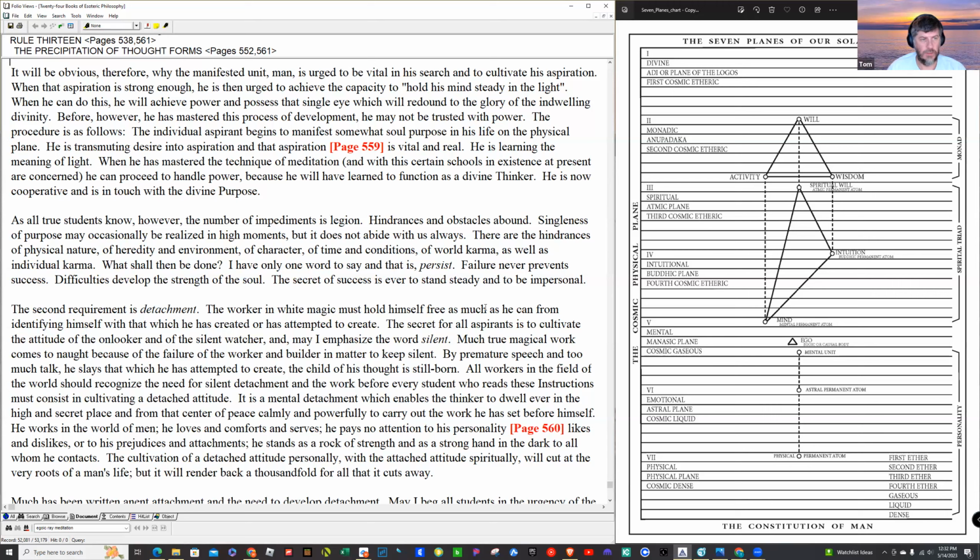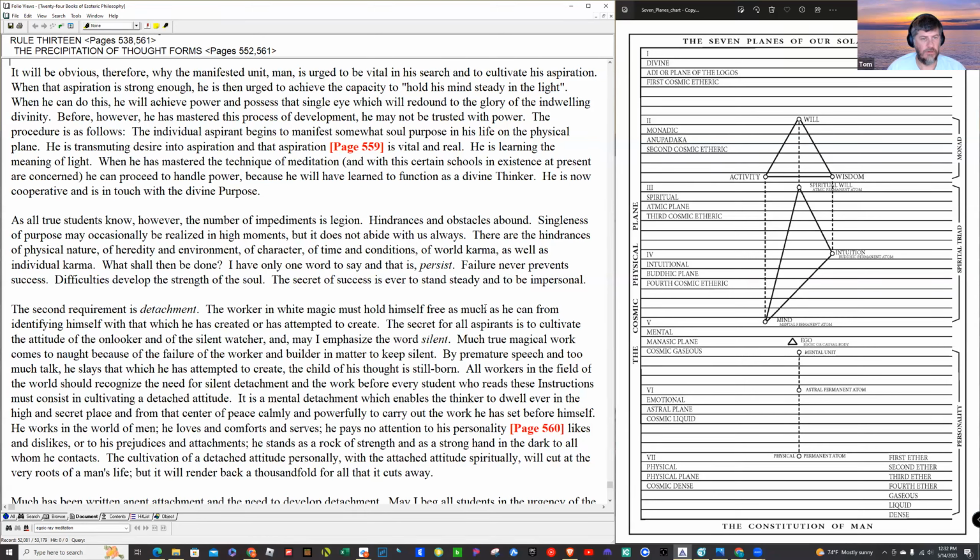When he can do this, he will achieve power and possess that single eye, which will redound to the glory of the indwelling divinity. Before, however, he has mastered this process of development, he may not be trusted with power. The procedure is as follows. The individual aspirant begins to manifest somewhat of soul purpose in his life on the physical plane. He is transmuting desire into aspiration, but that aspiration is vital and real. He is learning the meaning of light.